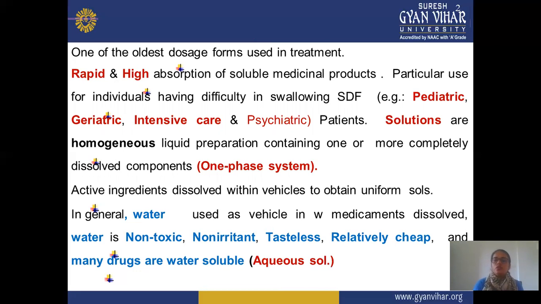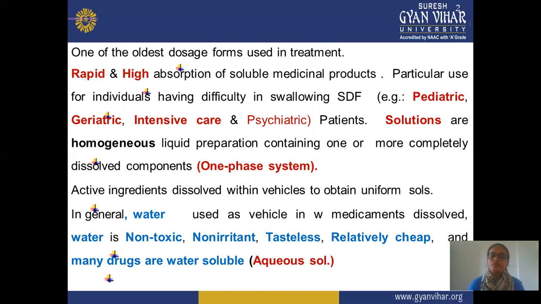It means in a liquid dosage form, you are preparing the formulation for a certain problem. If a person is suffering from a certain problem, maybe a geriatric patient or psychiatric patient, no trained person is required for a liquid dosage form. And before preparing this dosage form, you should know that your formulation should be in a uniform or homogeneous phase, a single phase.